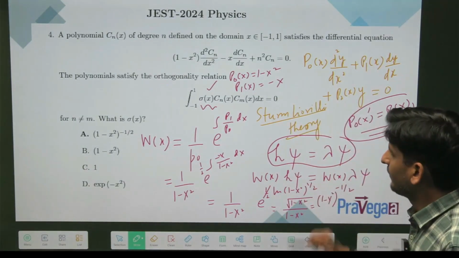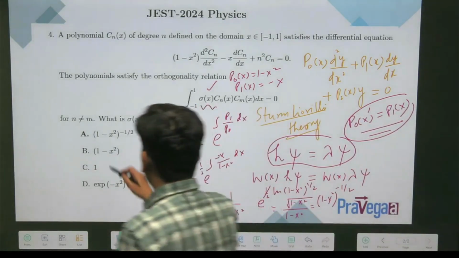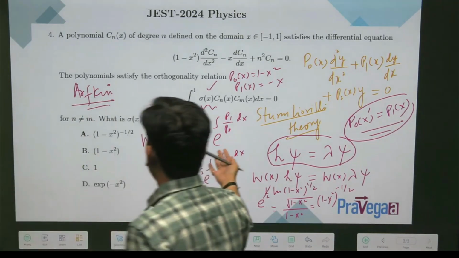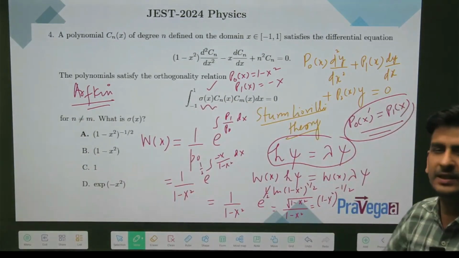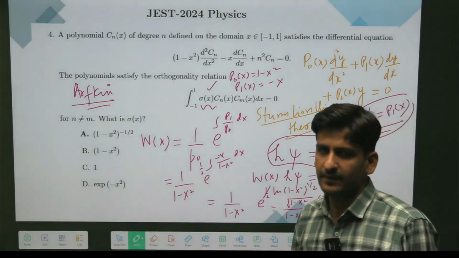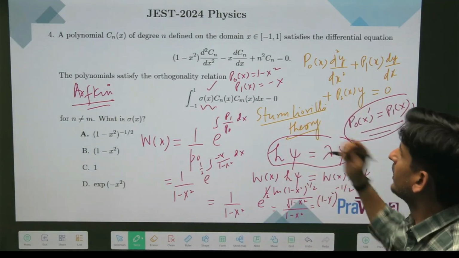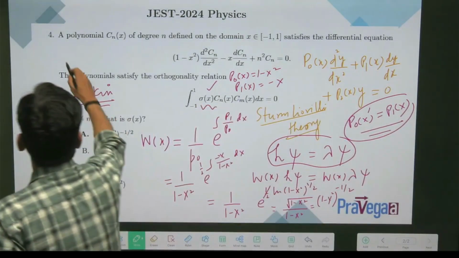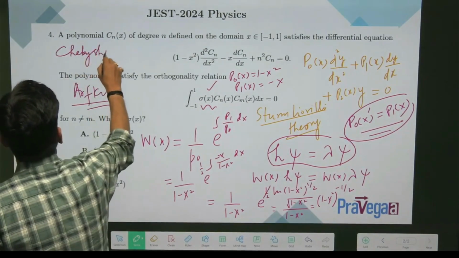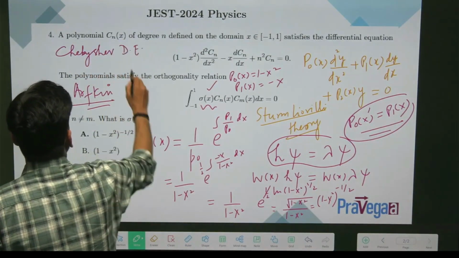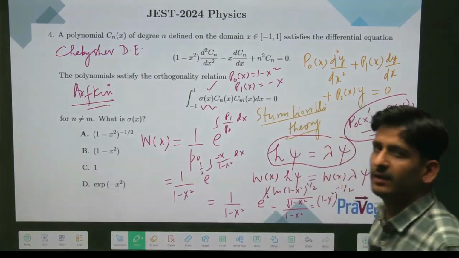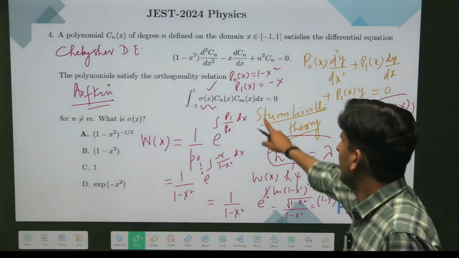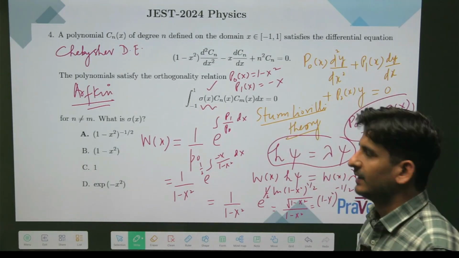The reference I will give you is Arfken. This question was asked directly from Arfken; it is actually an unsolved problem of Arfken that I have discussed, and this second order differential equation is the Chebyshev differential equation. This Cn is the Chebyshev polynomial, and this is the orthogonality relation of the Chebyshev polynomial when m is not equal to n, otherwise the value is different.